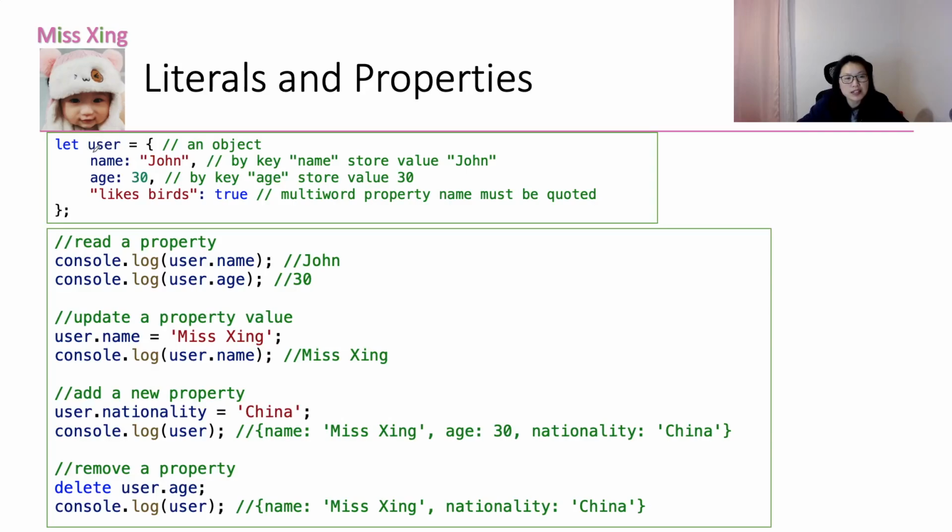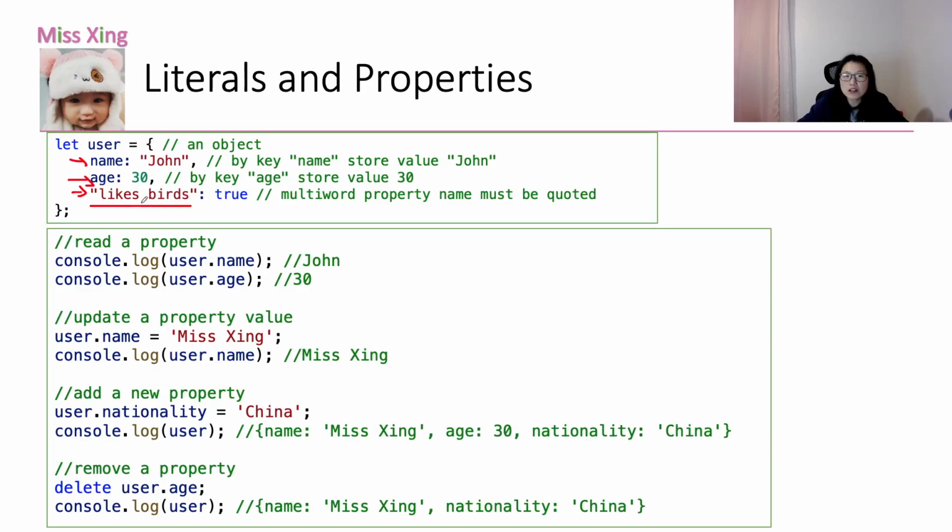Now let's take a look at some examples. The first one is let user equals a brace. Inside the brace, you have one property, a second property, and a third property. And a property is a key value pair. So for the first property, the key is name, the value is John. Second property, the key is age, the value is 30. Third property, the key is likes birds, and the value is true.